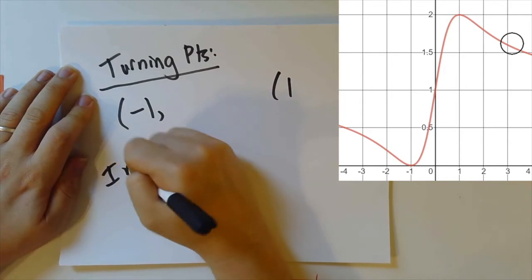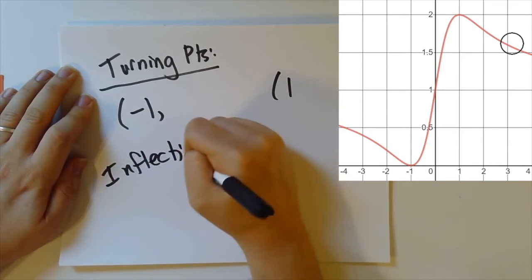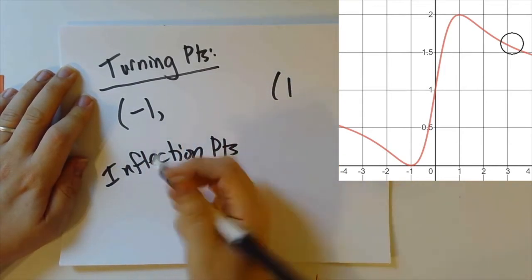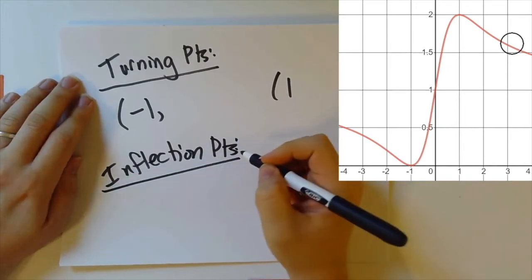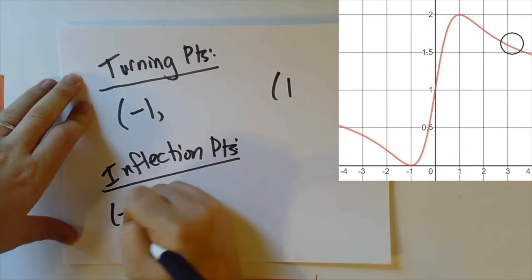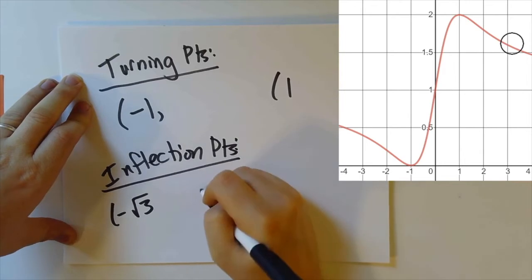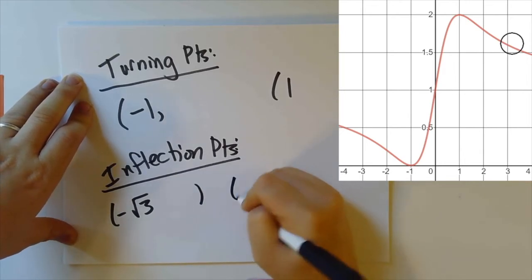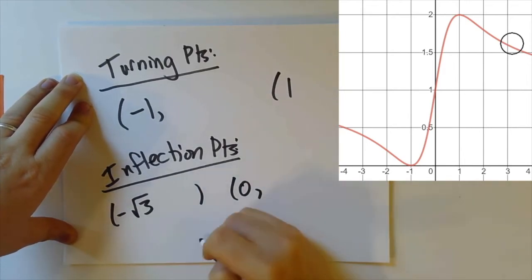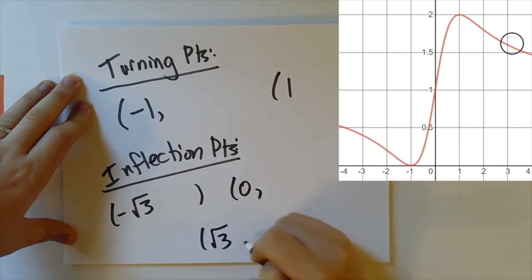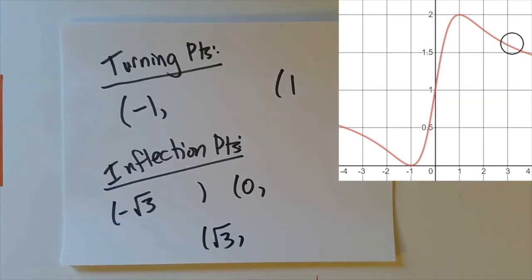My inflection points have x-coordinates minus square root of 3, 0, and square root of 3. And to get the y-coordinates, again, we're looking for points on the original graph. So we have to plug them back into the original function.